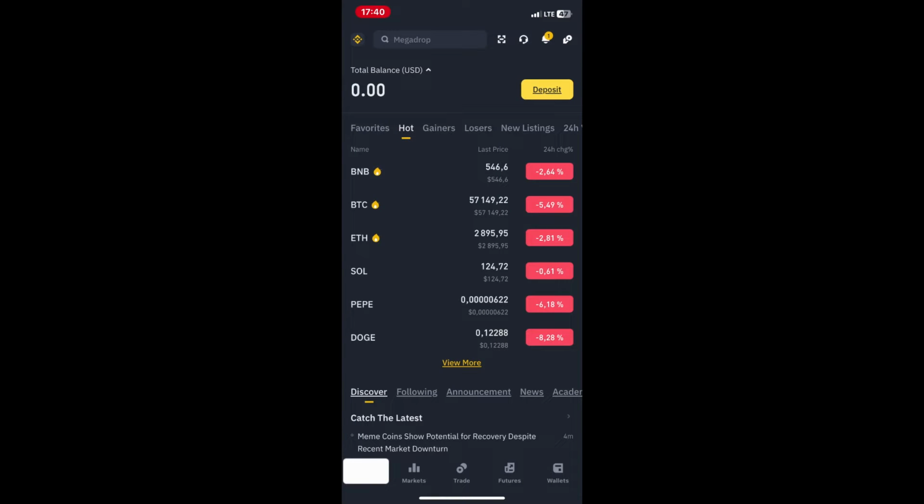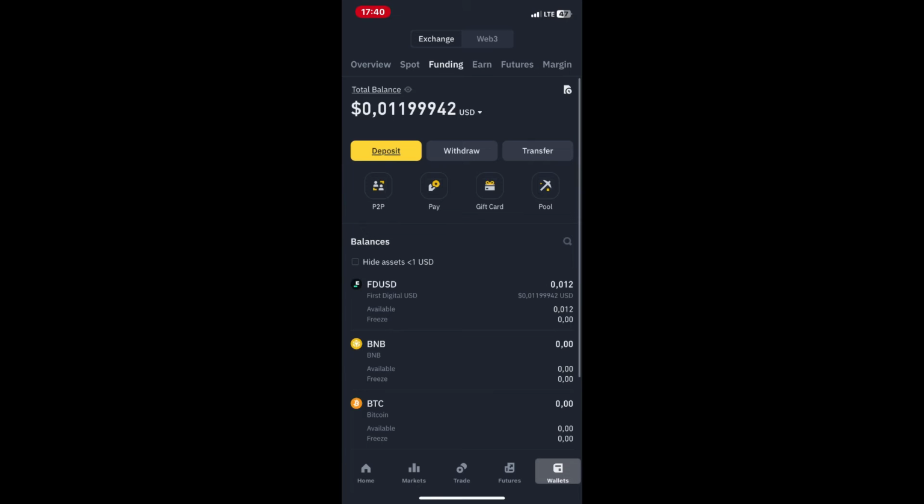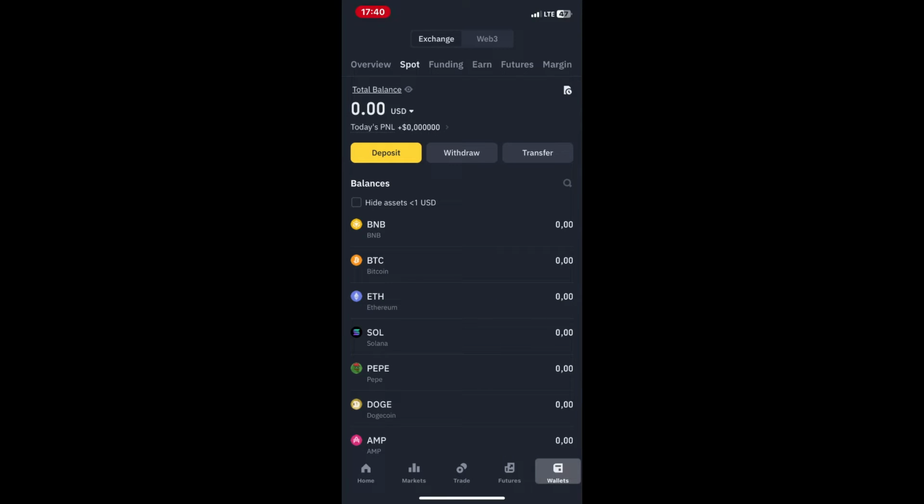Let's get started. Start by logging into your Binance account. Then, once logged in, go to the Wallet tab and select Fiat and Spot from the drop-down menu. Then click on Withdraw next to the fiat currency you wish to withdraw, for example USD or Euro. Choose bank transfer as the withdrawal method.